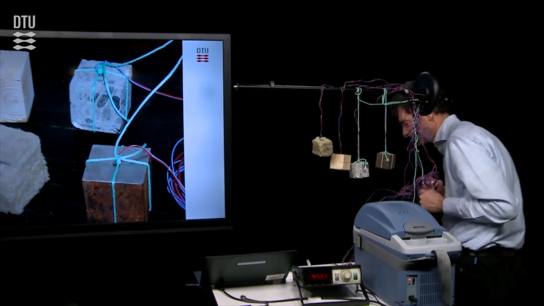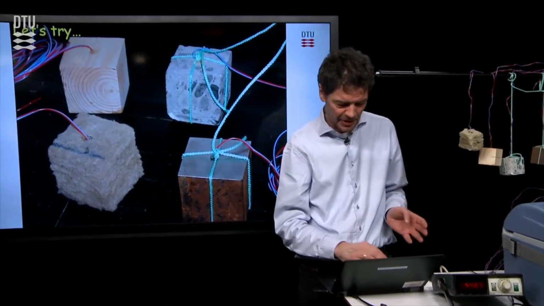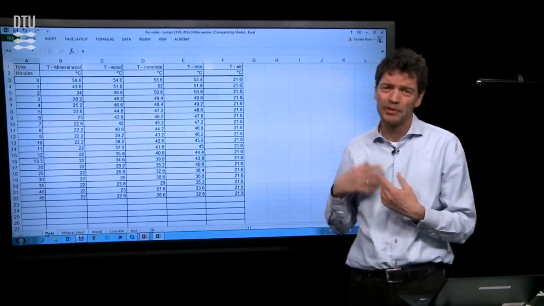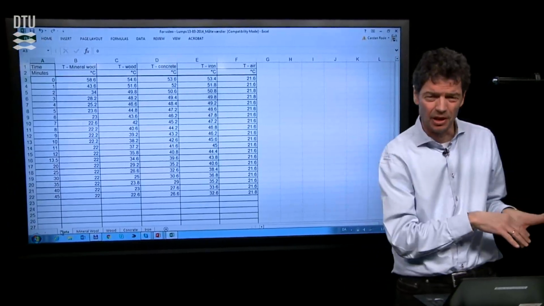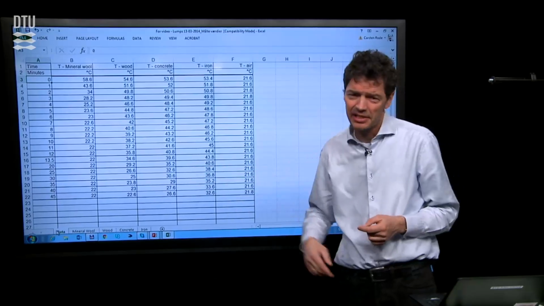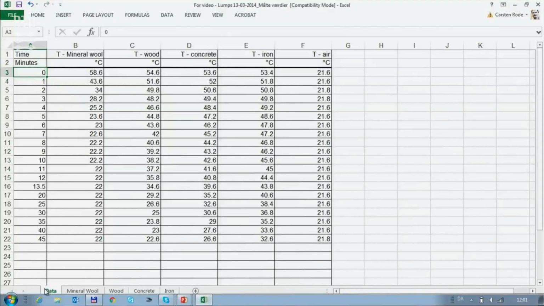But we can wait more. It may take half an hour or even more. And I have prepared that because I've made this experiment before. And I have it all here in a spreadsheet where we can compare the theory I presented earlier in the lecture to our measurements. So here's a big table. It has taken 45 minutes to measure all those temperatures on a previous occasion.